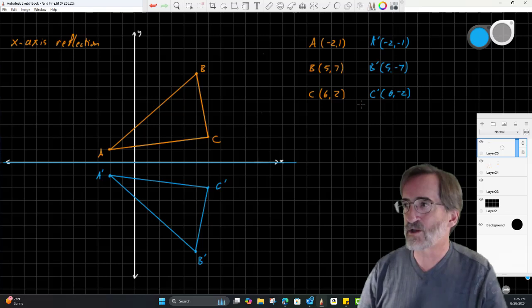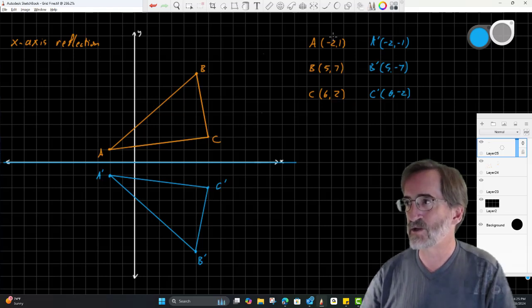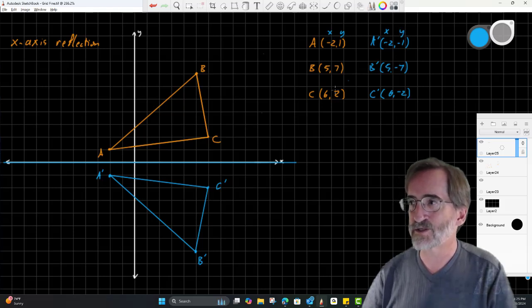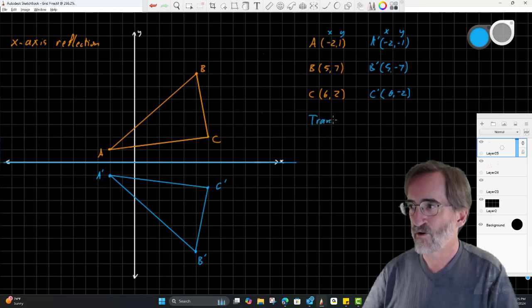Okay, so as you look at this, what has changed is the x values all stayed the same. The y values changed. The x values stayed the same, -2, -2. The y values changed signs. Okay, and so we're going to introduce something called transformation notation.